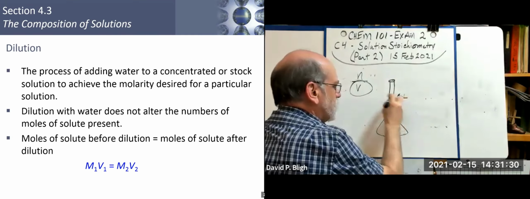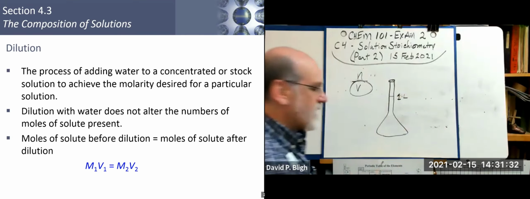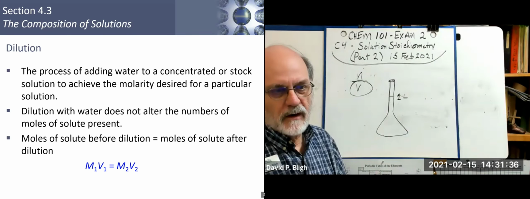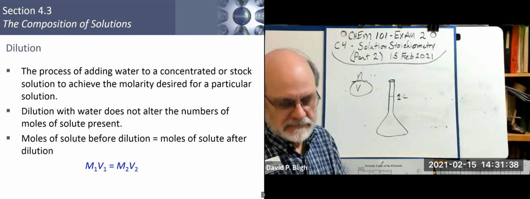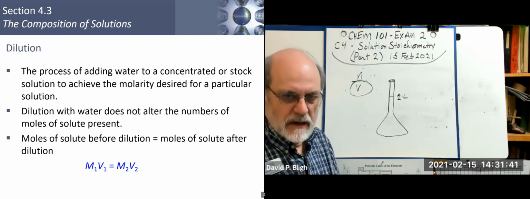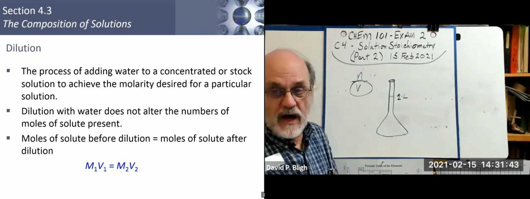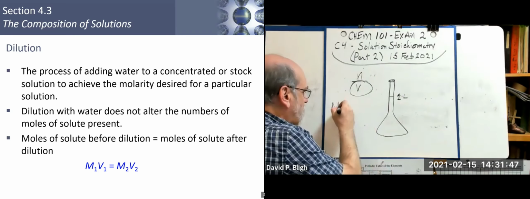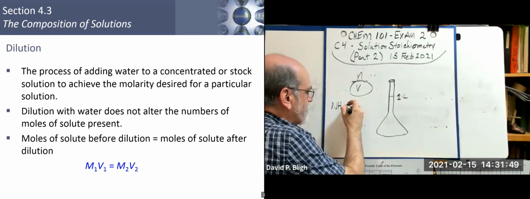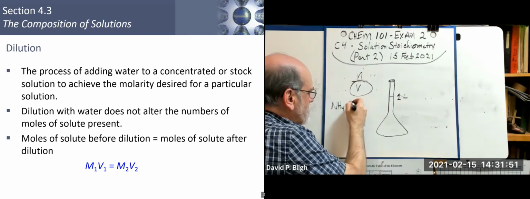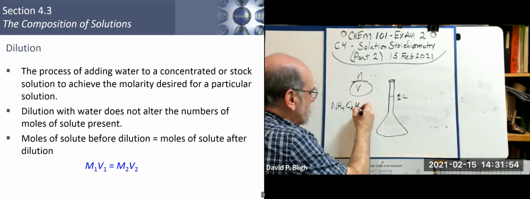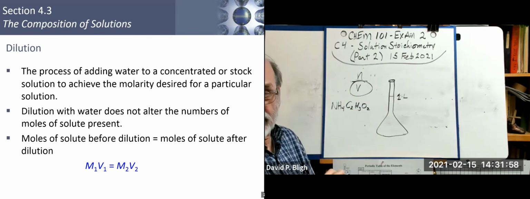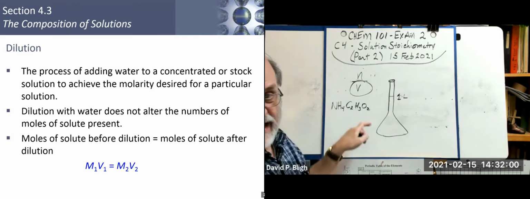One liter to that mark. Okay, so we want to make up a solution of, say, ammonium acetate. That was a common extractant that we used to use. Let's see, NH4C2H3O2. Okay, there's our ammonium acetate. Ammonium ion, acetate ion, 1 to 1.